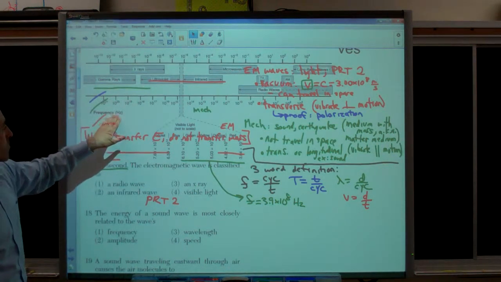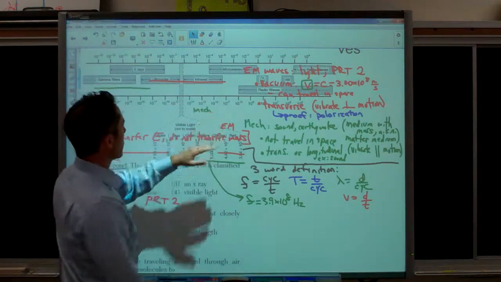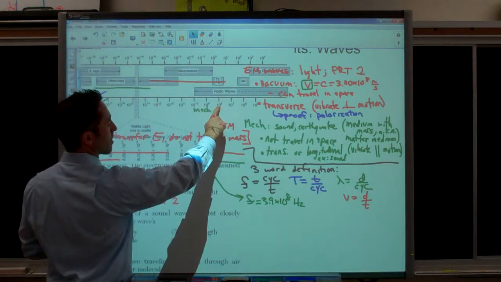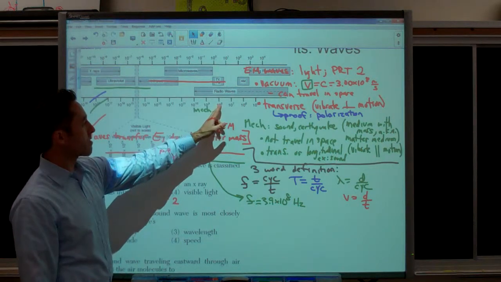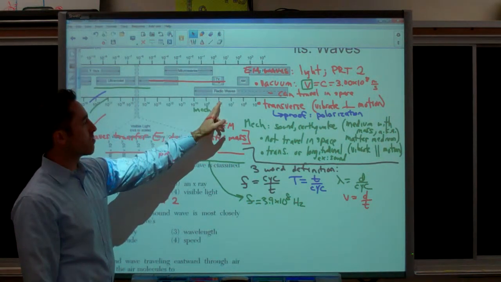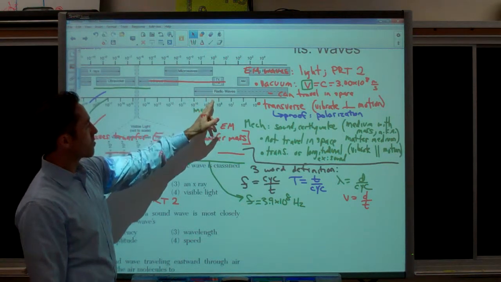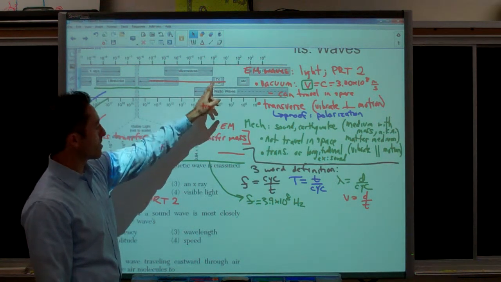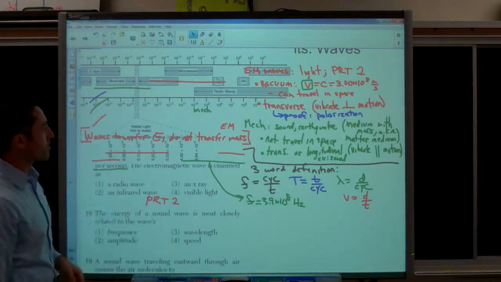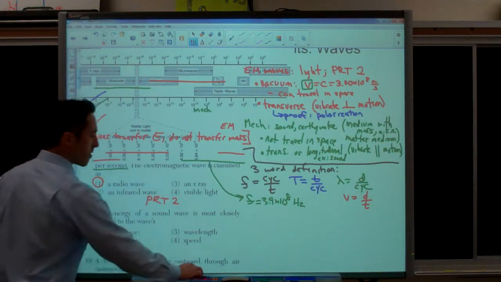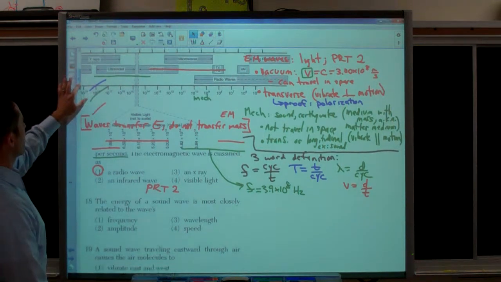You go to the frequency axis. You find 10 to the 8th. 10 to the 8th is about here. Now 3.9 times 10 to the 8th is slightly bigger than 10 to the 8th, so you move towards 10 to the 9th. You find yourself somewhere around this region. So you're looking at maybe radio waves, TV, FM. Do we have that as an option? Yes, we do. Radio waves. Here's your answer. Okay, let's head on down to the next one.